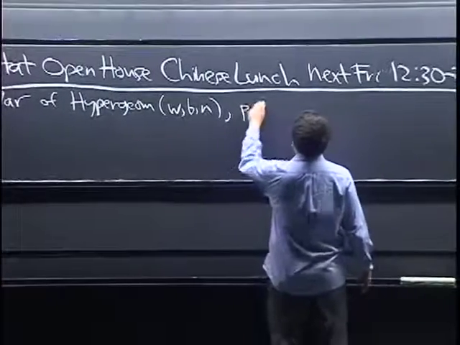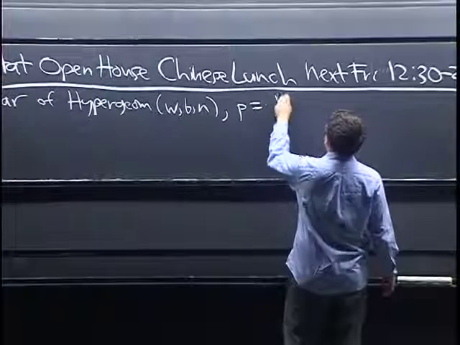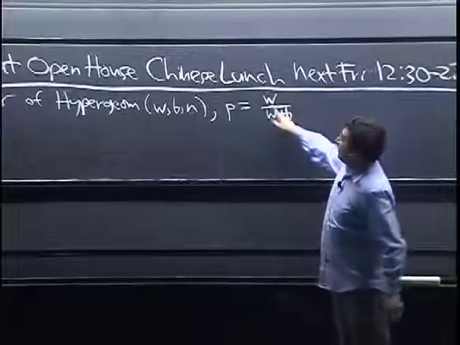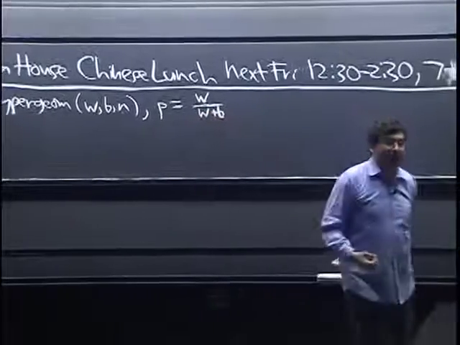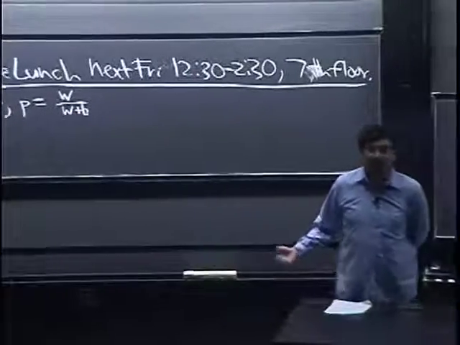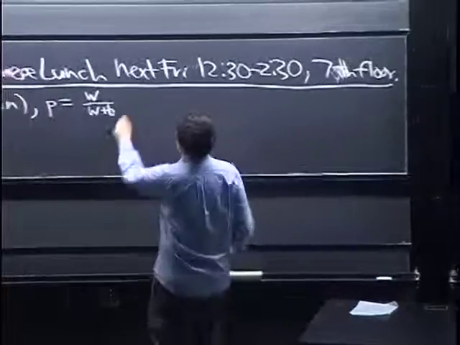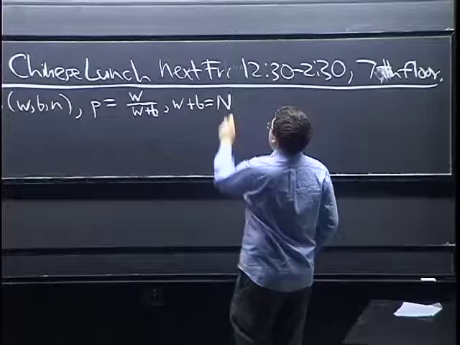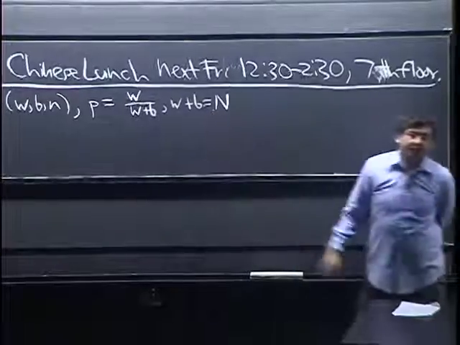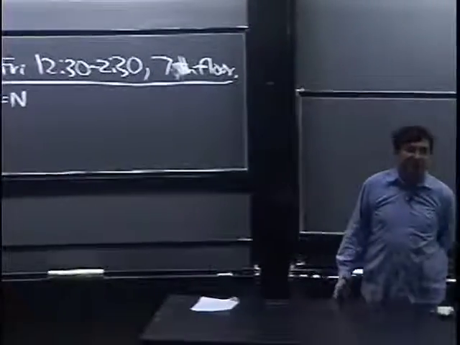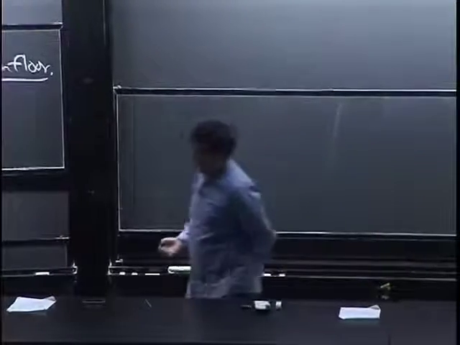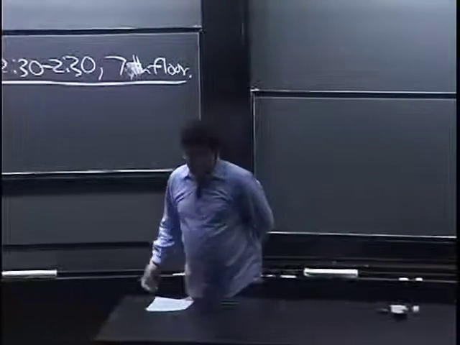So let's let p equal W over W plus B. That's a natural quantity to look at, right? And that is between 0 and 1. It's just the fraction of white balls in the population. And it's also kind of convenient to let W plus B equal capital N. That's not a random variable, but that's sort of traditional statistics notation. Sometimes the population size is capital N. The sample size is lowercase n.